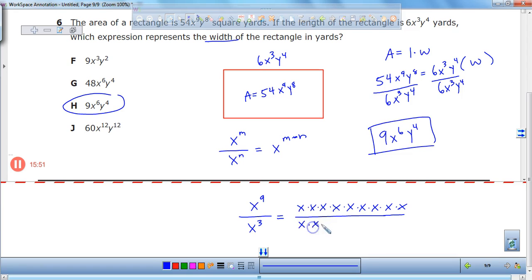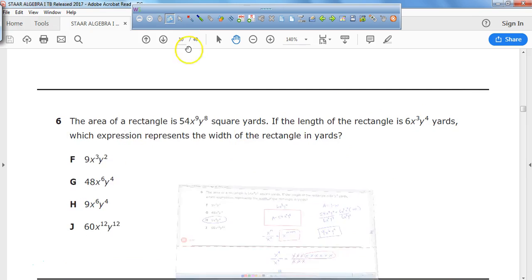1, 2, 3. Now any number divided by itself cancels to a 1, so these cancel to a 1, these cancel to a 1, these cancel to 1. Now how many do you have left? A total of 1, 2, 3, 4, 5, 6. That's why it's x to the 6th. Okay? So this is just a faster way. Take this number, subtract this number, and you're done. Answer choice H.